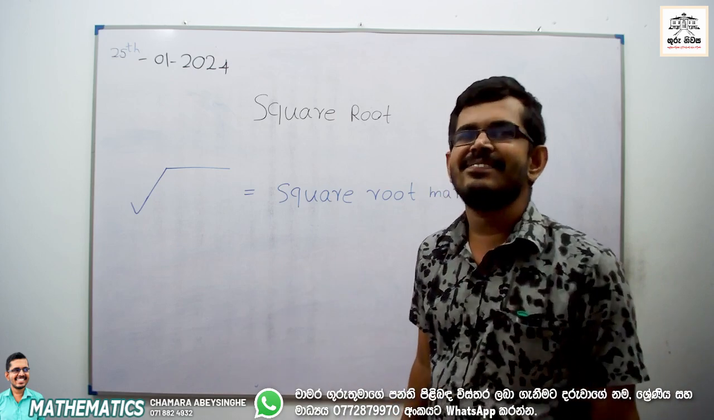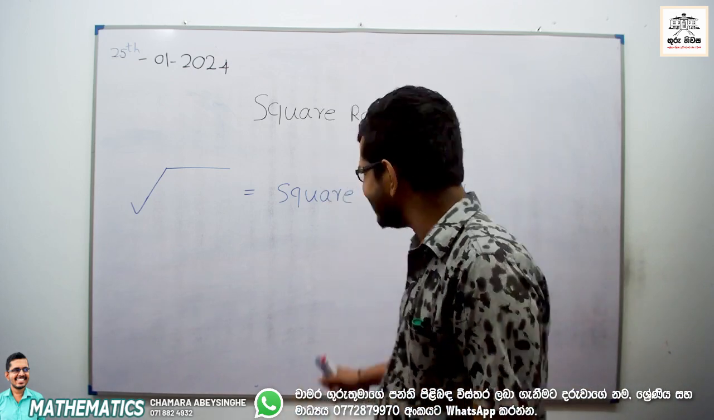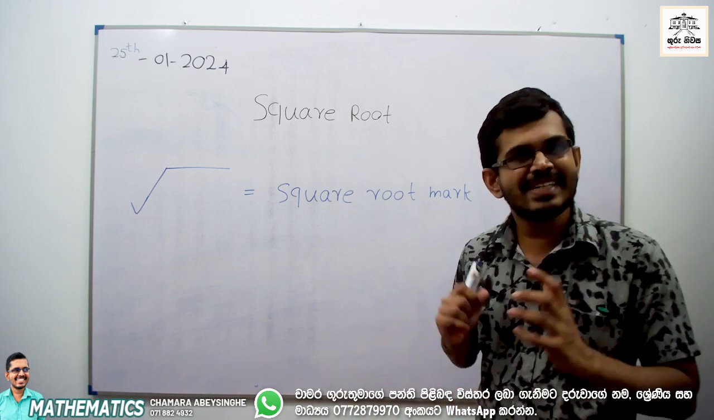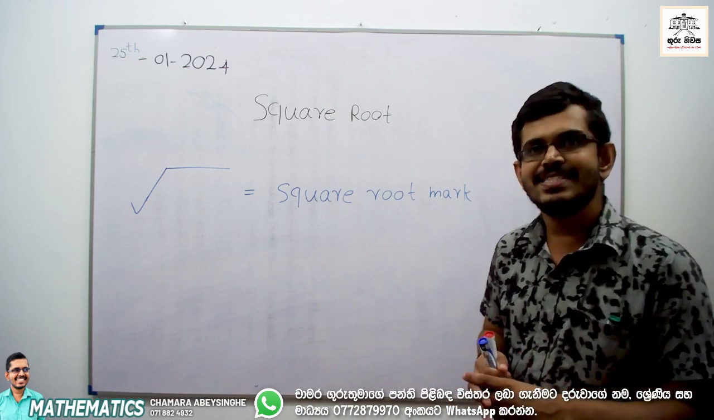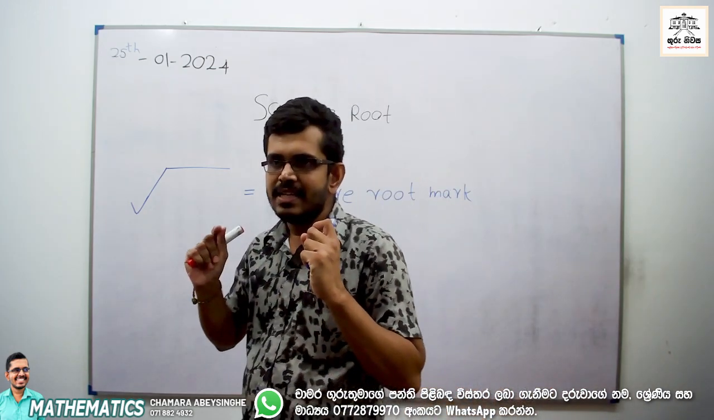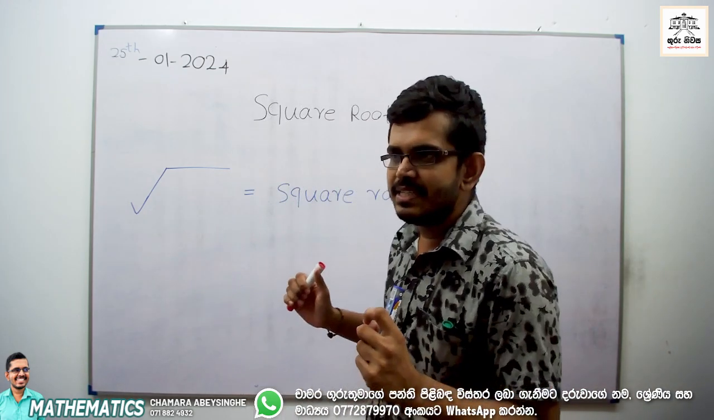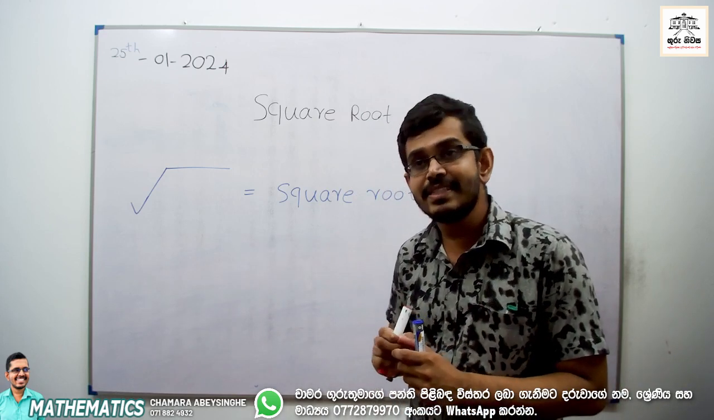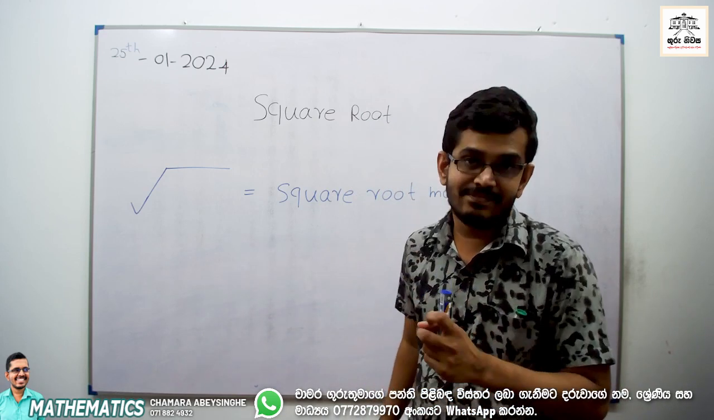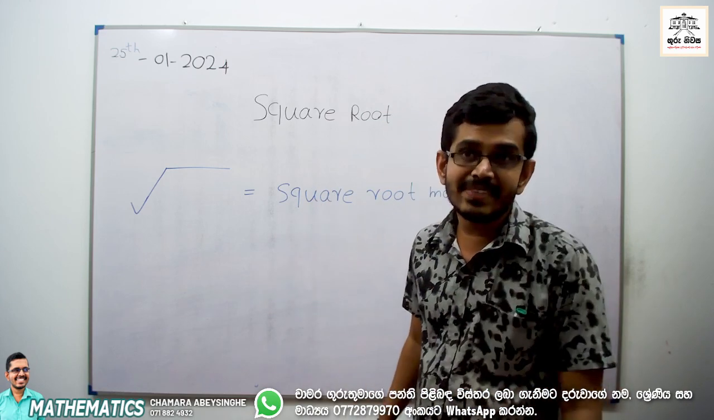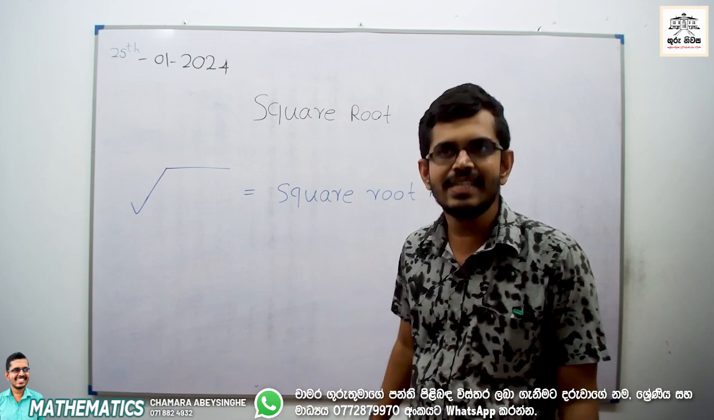But in the Pythagorean relation we want the square root. The meaning of square root, student, is that the index of a certain number is half.